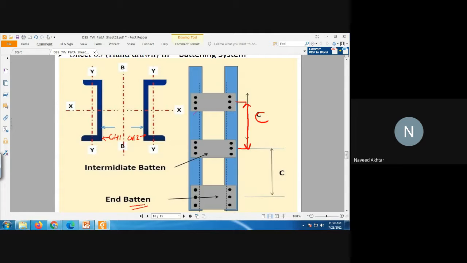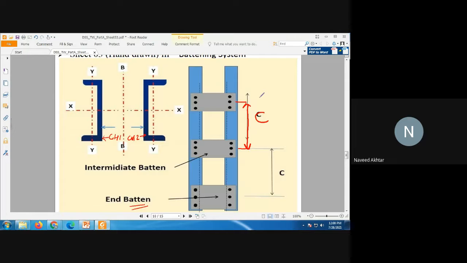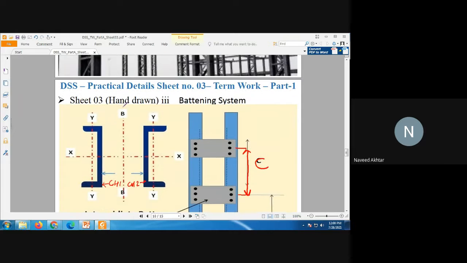Okay, so when horizontal members are provided to support the two columns of a built-up column, that is called your battening system or batten column. So this is our practical sheet number 3, you have to draw part 1 for submission. So sheet number 3 is hand drawn. Okay, all the sheets are hand drawn. Only you have to draw using the software.